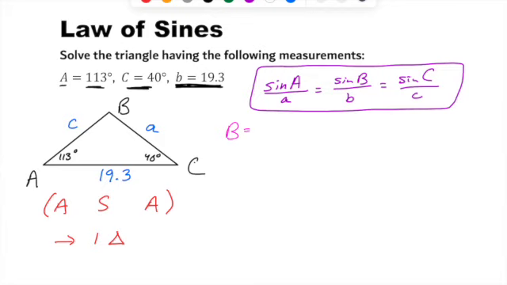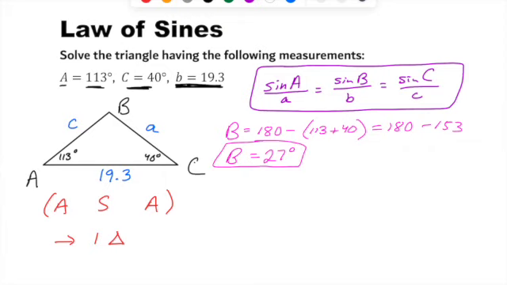Angle B is going to be 180 minus the two angles that we already have added together, 113 plus 40. So that would be 180 minus those two angles, which is 153. And so angle B is going to be 27 degrees. So we got one thing right off the bat here. Now we have all three angles, and we have an angle side pair to get us going and help us find the missing sides here.